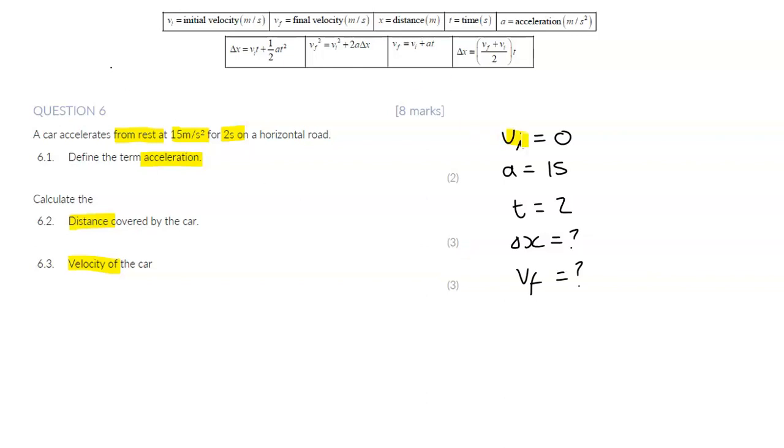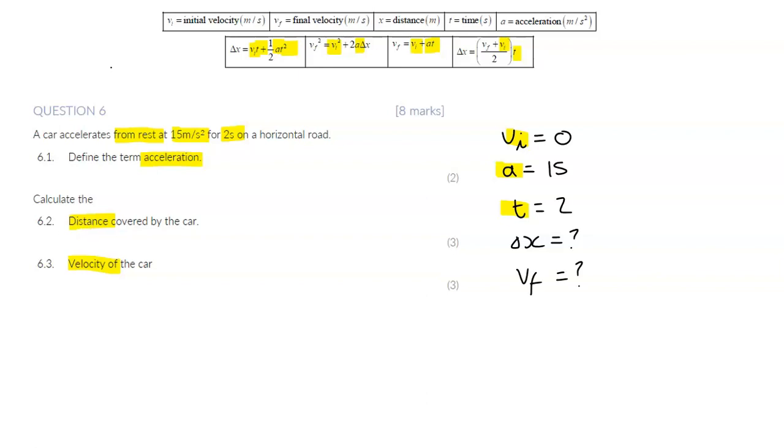So I have my initial velocity. So there's the initial velocity, there's the initial velocity, there and there. Okay, I have acceleration, that's there, there and there. I have time, that is there, there and there. This highlighter is really too big. There's also time. And now the first thing they ask is distance.